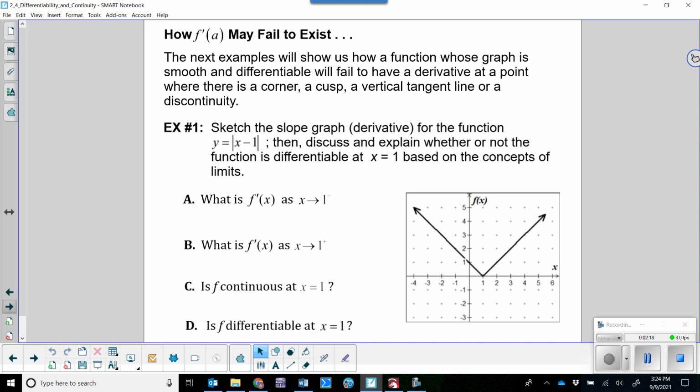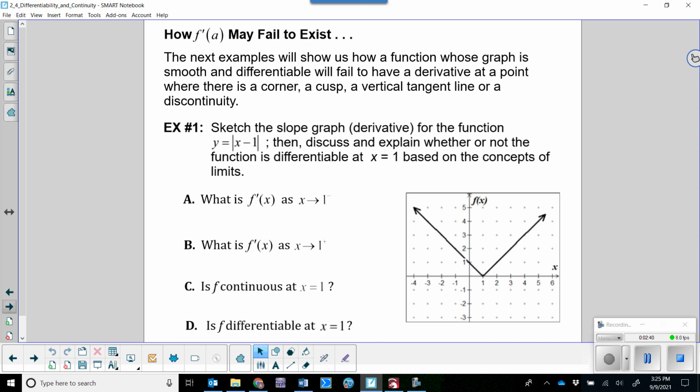Okay, so now we're going to look at some ways that a derivative fails to exist so that we can understand why those things have to be true. Those are going to be ways that we look and immediately know there's not going to be a derivative, because there's either a corner, a cusp, a vertical tangent, or a discontinuity. So we're going to see what those look like.